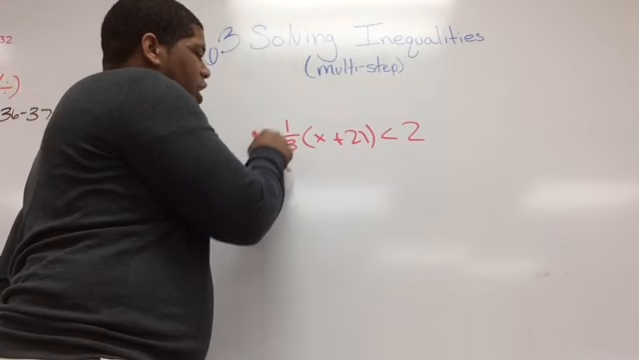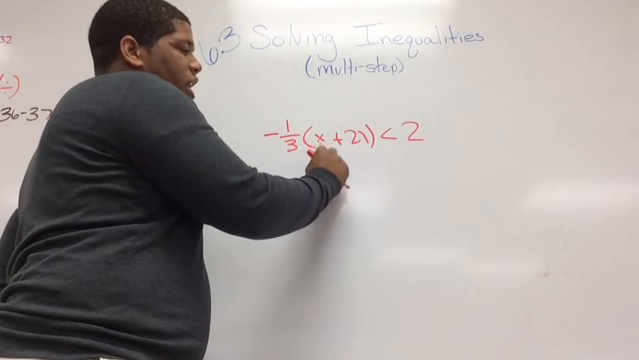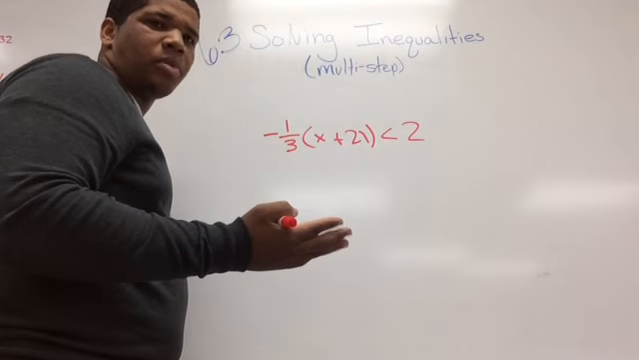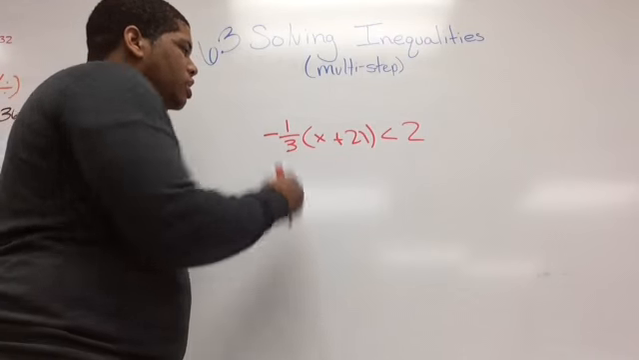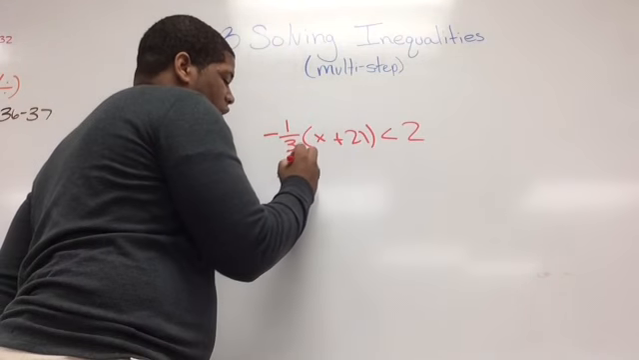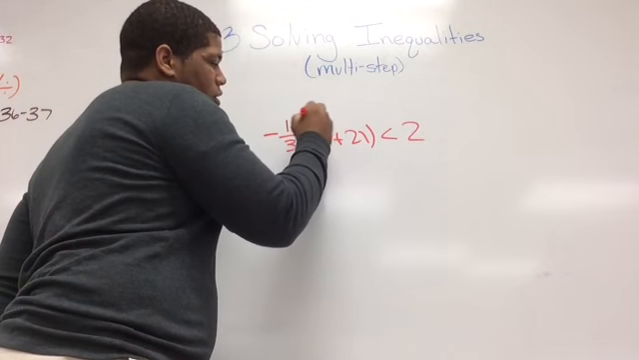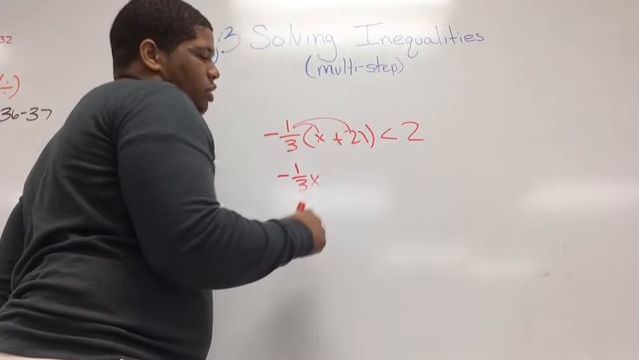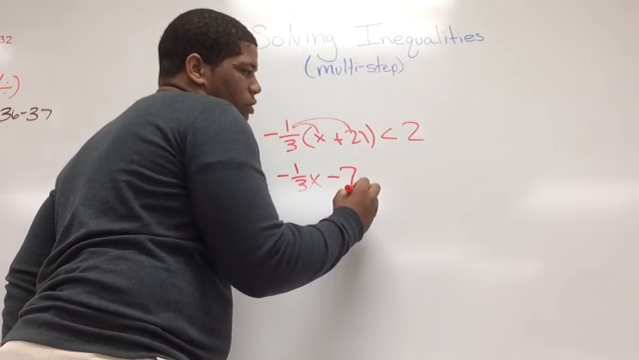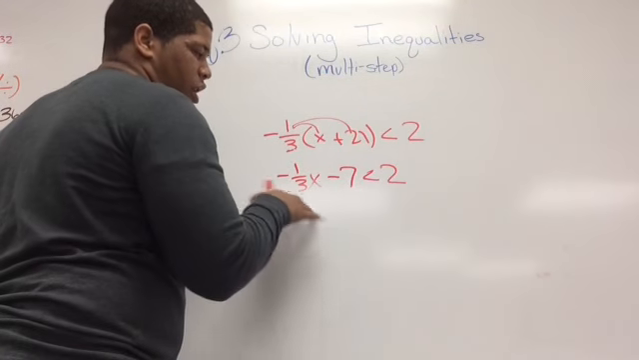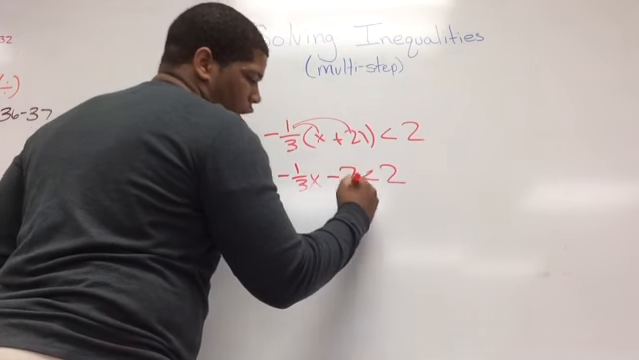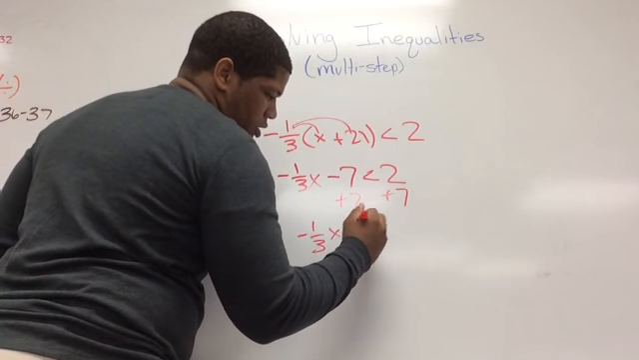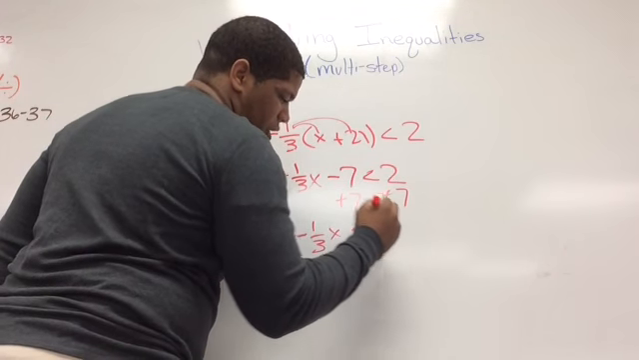So my next problem is negative 1/3 times the quantity of x plus 21 is less than 2. So you guys have done distributive property before, so that's the first thing that we're going to do here. So I have negative 1/3 times x, so it's negative 1/3 x, and then negative 1/3 times 21, which gives me a negative 7, is less than 2. So now I just go into my multi-step solving, and I do plus 7, so I have negative 1/3 x is less than, and 2 plus 7 is 9.